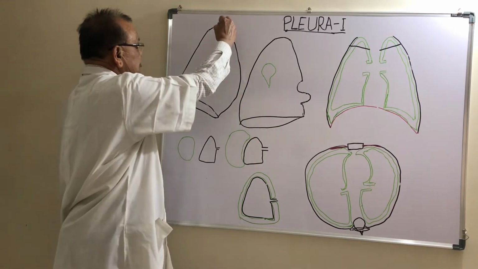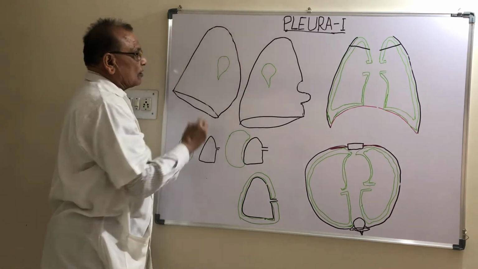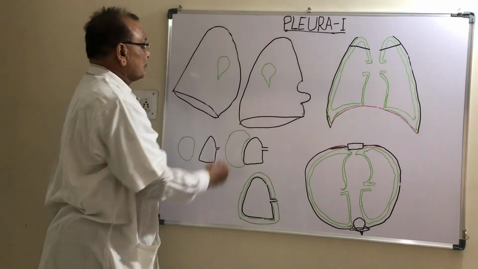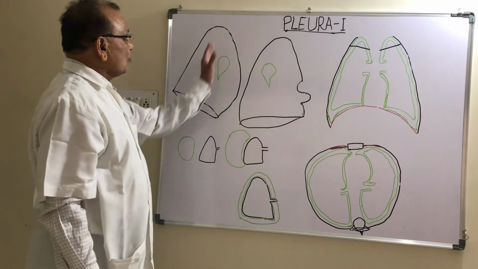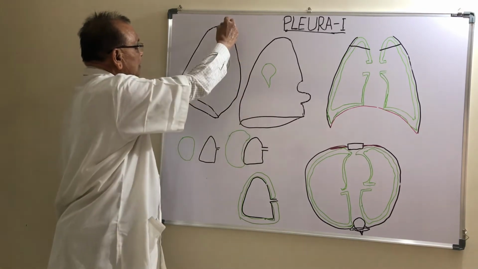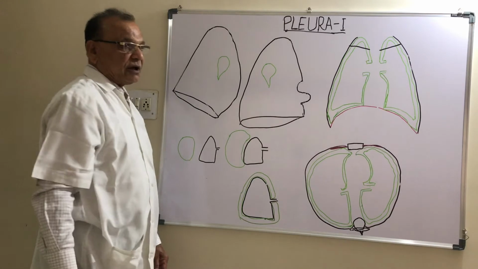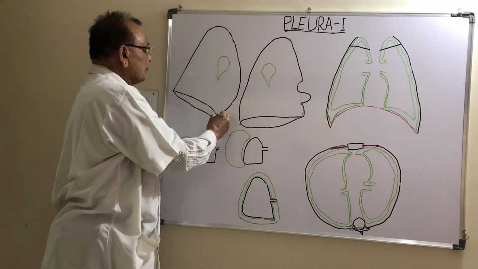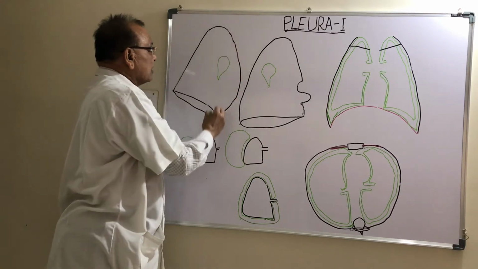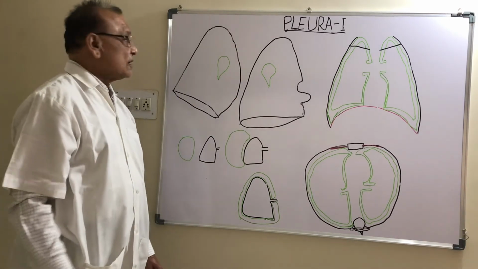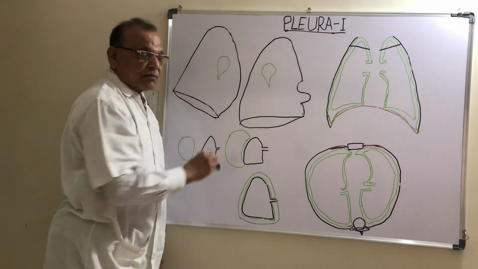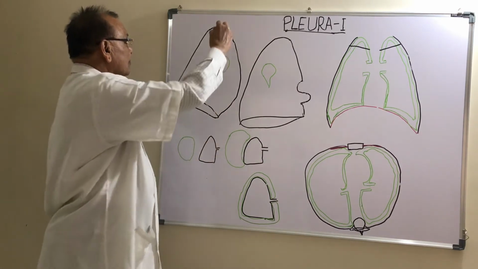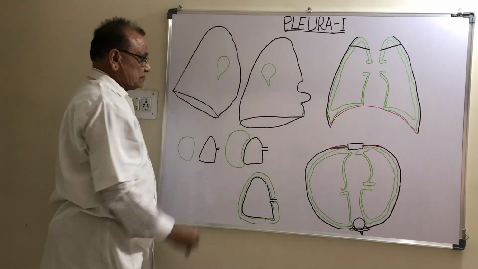Now this is the posterior border of the right lung. This is the posterior border of the left lung. The posterior border of both lungs extends from the apex to the base. The posterior border is thick and it is longer than the anterior border.